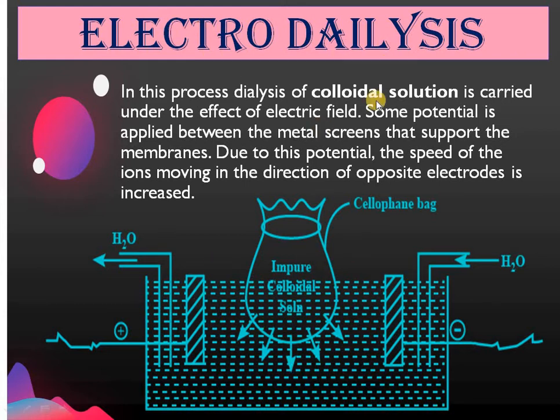So electrodialysis, here the process of dialysis is carried out under the effect of an electric field. Some potential is applied between the metal screens that support the membrane. Due to this potential, the speed of ions moving in the direction of the opposite electrode is increased.